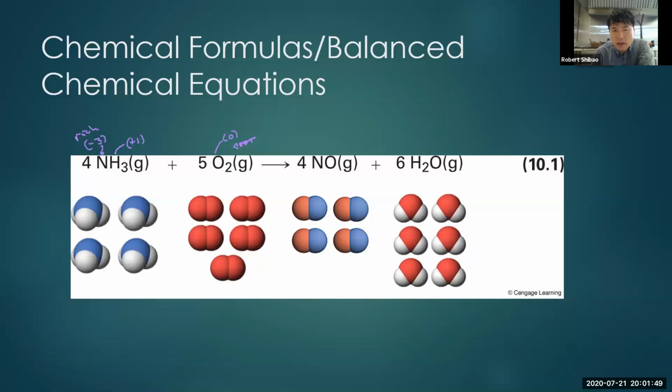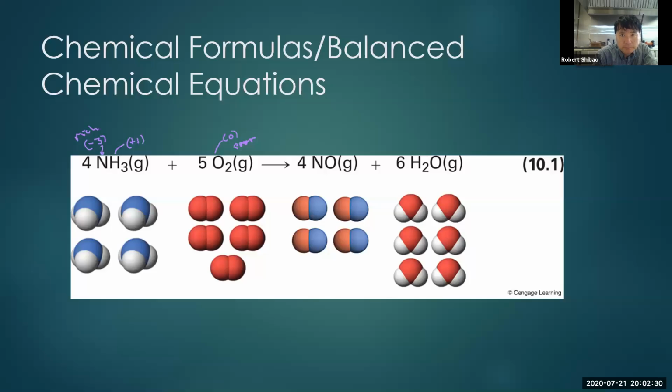This is not by mass. If we did this by mass, it would be totally different. For example, an O2 weighs 32 grams on average. So 5 times 32 is 160. This is not grams. If we're doing this in terms of grams, 5 moles of oxygen, a mole of oxygen weighs 32 grams. So 5 times 32 is 160 grams.